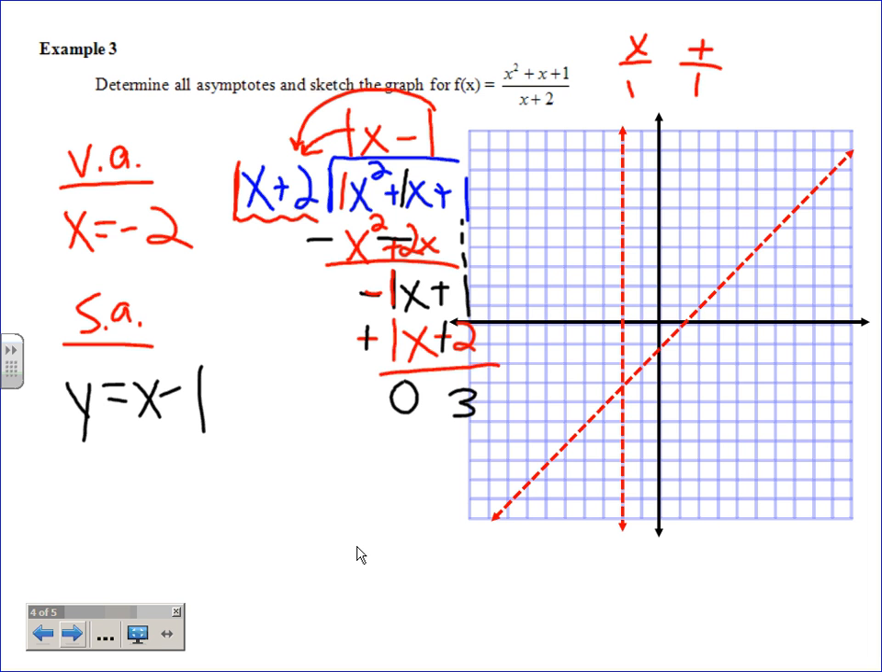Now, what did I tell you when looking for where those graphs go? Just get some points. So pick something to the right of your vertical and to the left and find out where does it end up. What's the obvious choice for right of the asymptote? 0.